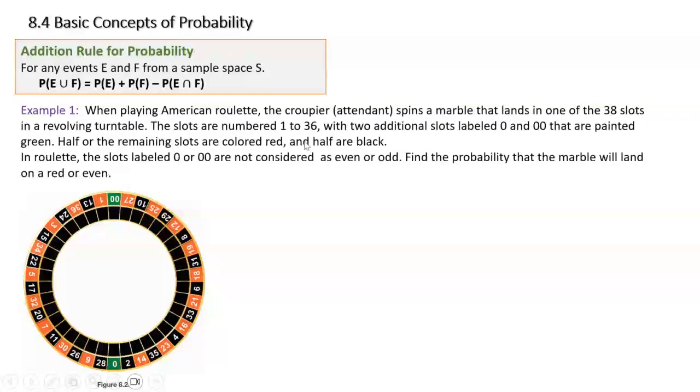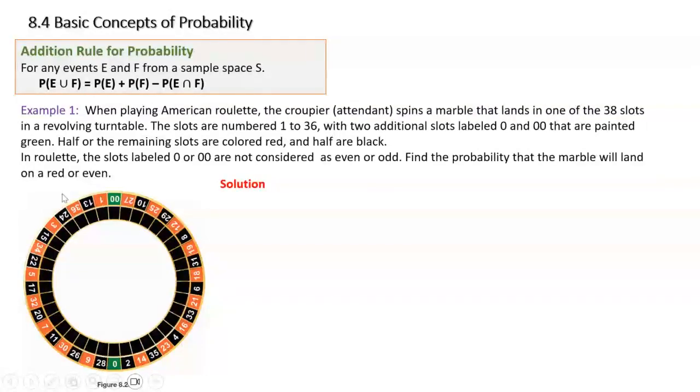The slots are numbered 1 through 36, with 2 additional slots labeled 0 and 00 that are painted green, right? Which are these right here, the green slots. Half of the remaining slots are colored red and half are black. In roulette, the slots labeled 0 or 00 are not considered as even or odd. Now here's what we're looking for. Find the probability that the marble will land on a red or even. Okay, so how are we going to do this?